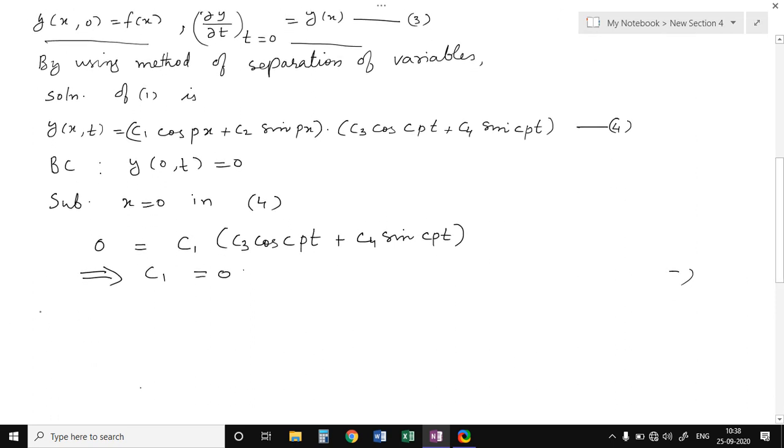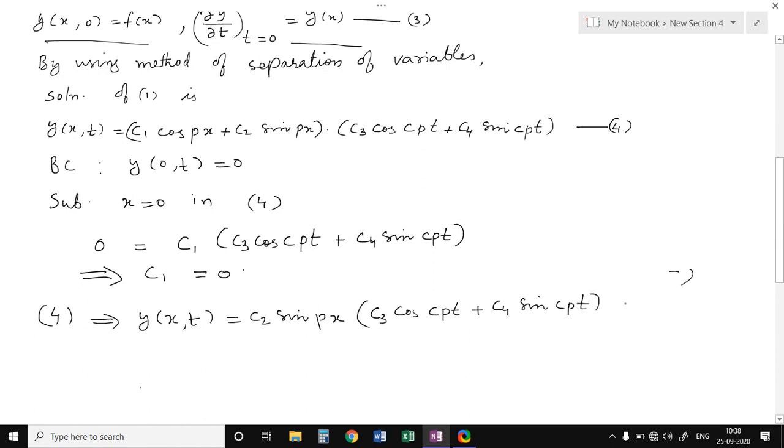So we got the value of one constant, that is c1. c1 is 0. Therefore, we can write equation 4 in this way: y of x,t is equal to c2 sin px multiplied by (c3 cos cpt + c4 sin cpt). I'll take it as the fifth equation. Now we have to find c2, c3, c4. For that, we use the second boundary condition, which is y of L, t equal to 0.